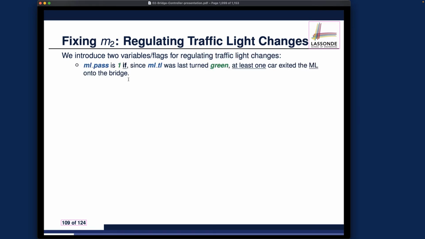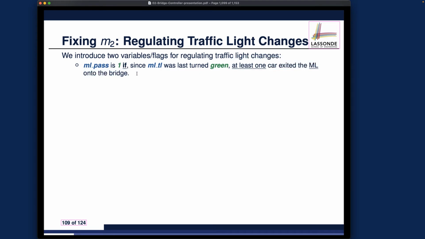The first variable on the ML side, the mainland side, is ML_pass. Apparently, ML over here stands for mainland. Its value can either be 1 or 0. Only these two possibilities, so that's why I call them a flag. And it will be 1 if, since the last time MLTL, the traffic light on the mainland side, has been turned green, at least one car exited from the mainland onto the bridge. So it will be 1.